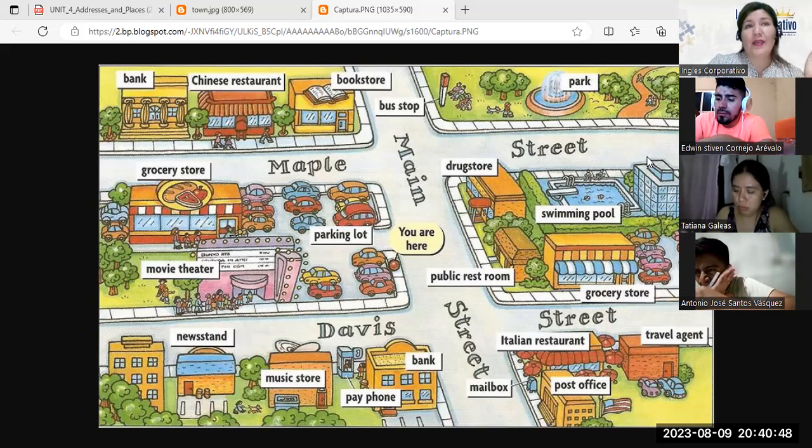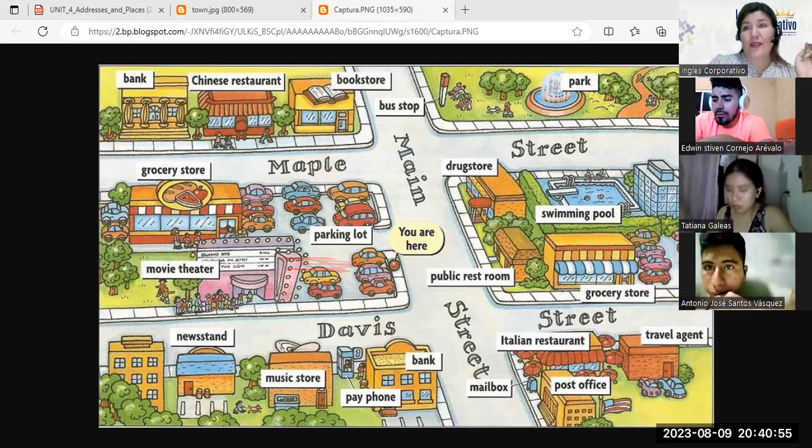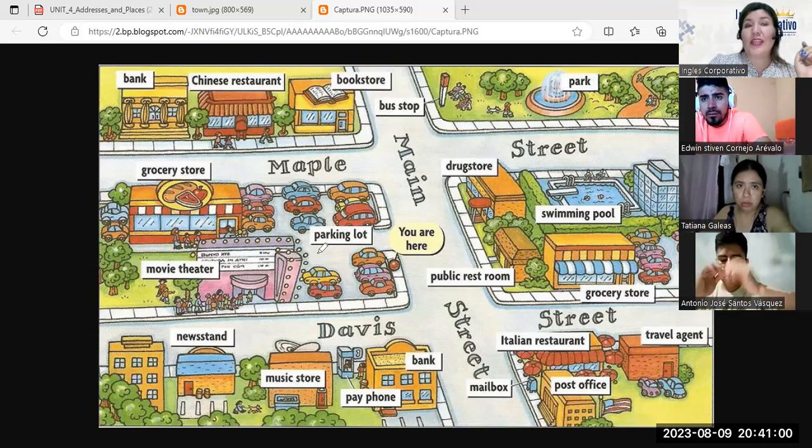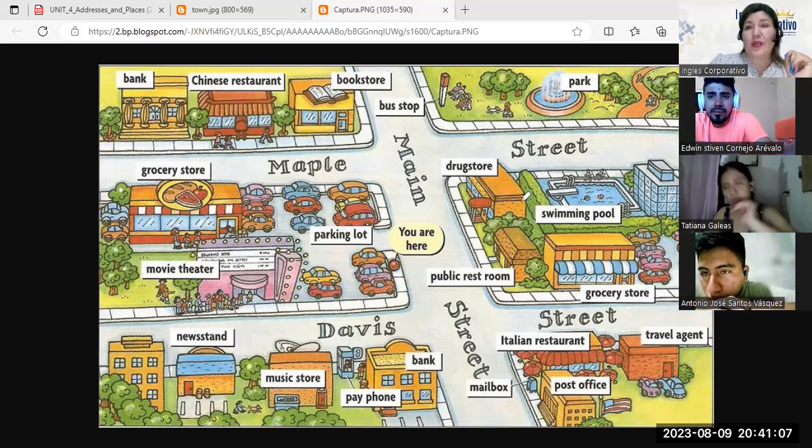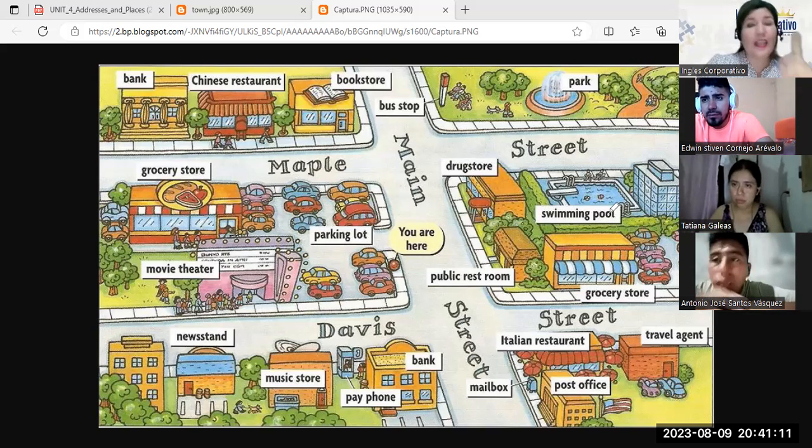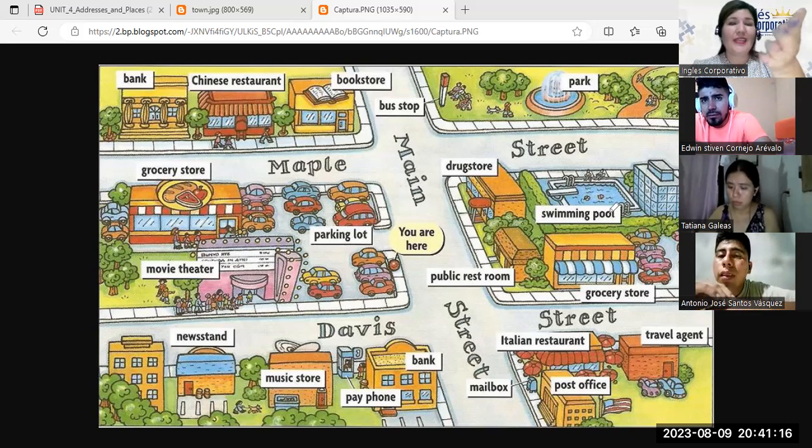Aquí, el parking lot. El parking lot está next to, okay? Next to the movie theater. Pero si usted está en el parqueo, puede estar in front of the movie theater. Aquí sí lo tengo enfrente, vea. In front of. Okay. That's the difference. La diferencia entre in front of y across from es que in front of está enfrente. Usted puede decir, está enfrente. O si se tiene que cruzar la calle, across from.